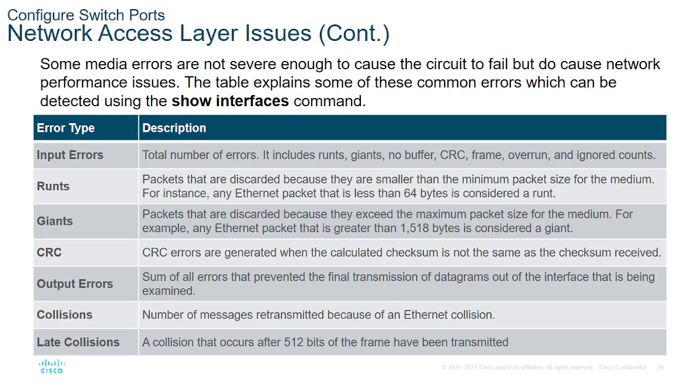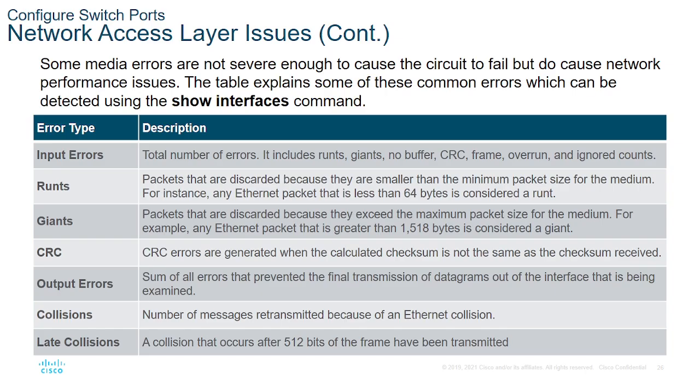Within those error types, we have the input errors. These relate to the total number of errors. They include the runts, giants, no buffer, CRC errors, overruns, and ignored counts. Runts are normally packets that are discarded because they're smaller than the minimum packet size. Giants are normally discarded because they exceed the maximum packet size. CRC errors are normally generated when the checksums calculated are not the same as the checksum received.